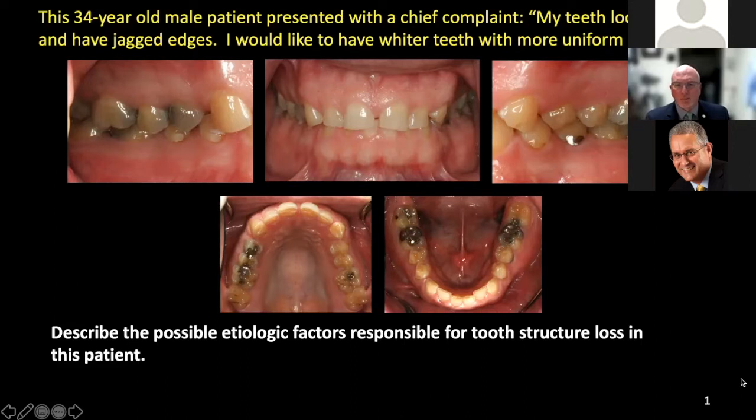From looking at the posterior teeth, the occlusal surfaces, I'm seeing what looks like maybe some cupping, which might lend itself to an erosive component to this wear that the patient is having.